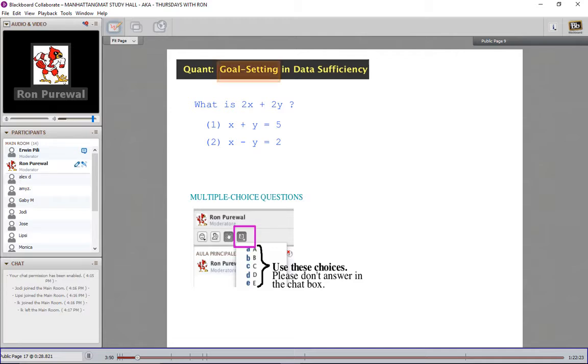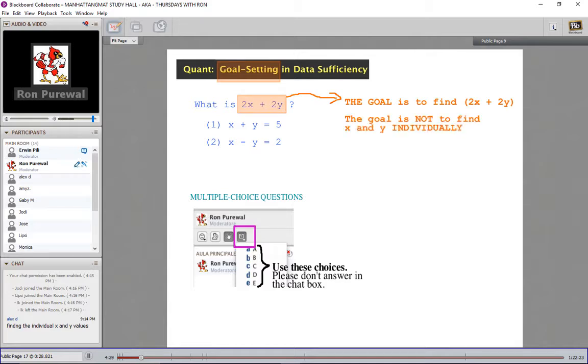In this case, that's this. This is the goal. What's not the goal? You can tell me in the chat box. There are a lot of things that are not the goal. You don't want to know what color the sky is or anything, but what might some people think they have to do that you don't want to do? There you go, right? You want to find 2x plus 2y as a single value for that entire expression. The goal is not to find x and y individually.